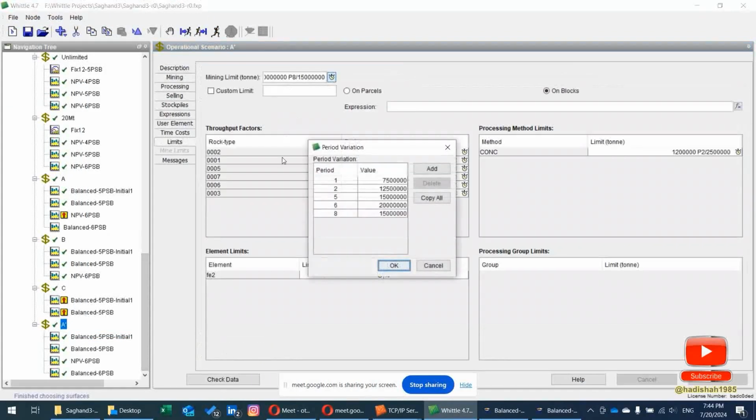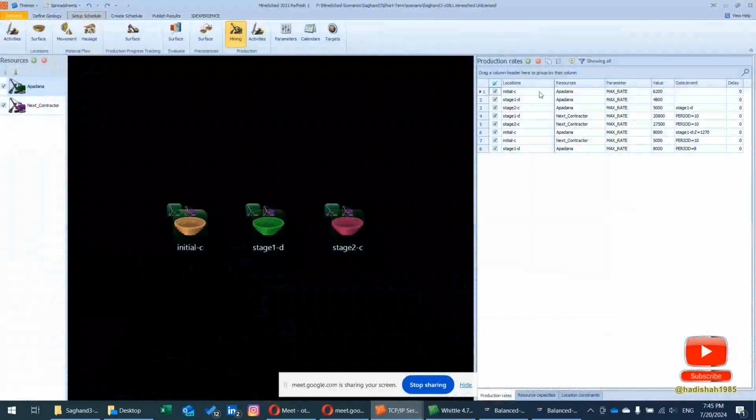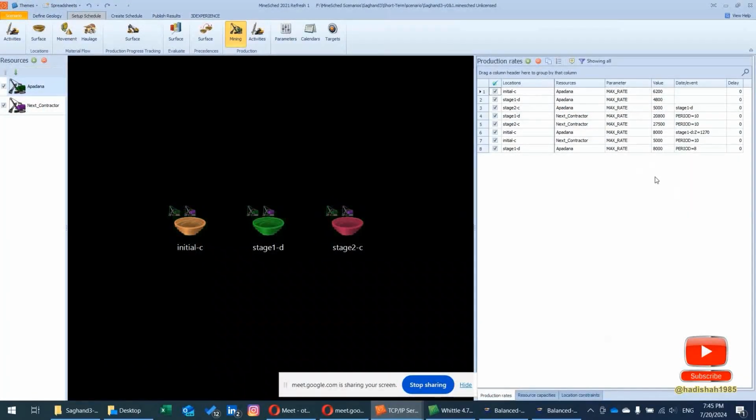And here, like what you see in Whittle, where we changed our mining rate, in MineSched I've made many variations in the mining capacity based on what I have concluded from many runs, and you see here the final scenario, I better say, in MineSched, that needs these adjustments only for production rates to get to a viable and valid plan or a schedule.